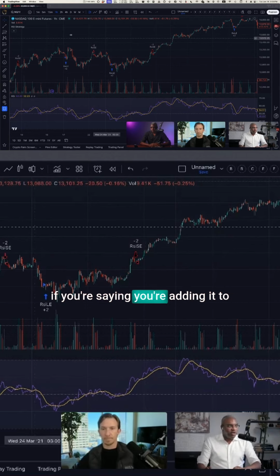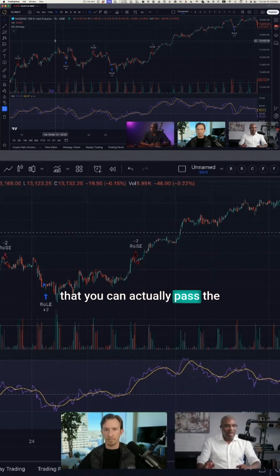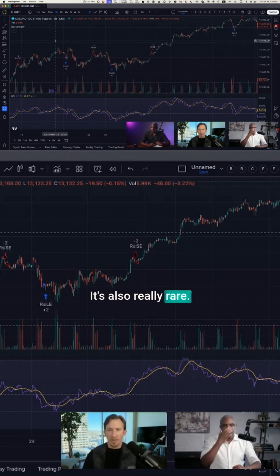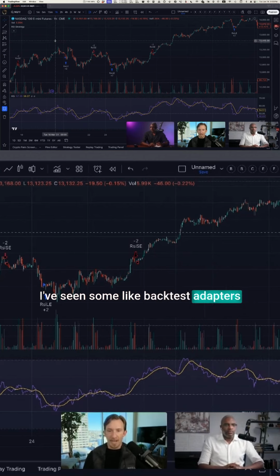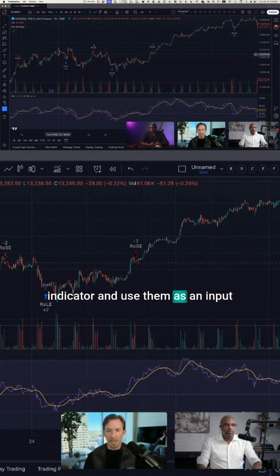If you're saying you're adding it to the chart and you sort of want to link them together, there are certain strategies that are built in such a way that you can actually pass the indicator value to the strategy. It's also really rare. I've seen some backtest adapters that will take the outputs from an indicator and use them as an input to how the strategy should behave.